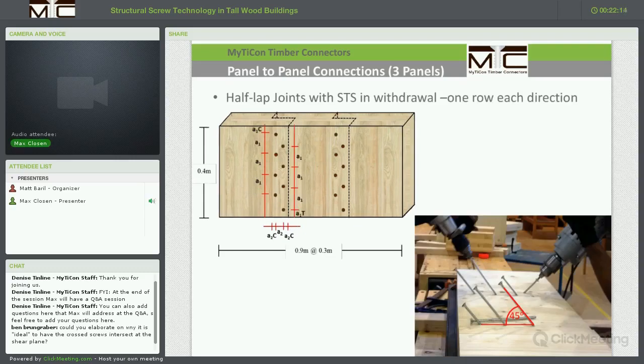And then we go from the plain shear applications to withdrawal resistance applications, where we basically have 2 sets of screws driven in opposite directions on 45-degree angles to engage the fastener's withdrawal resistance rather than its plain shear resistance.